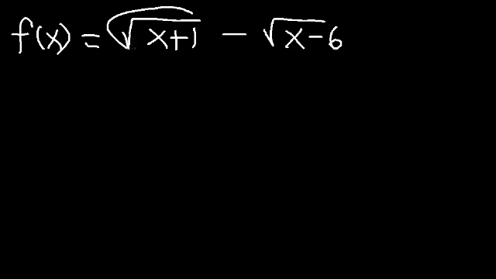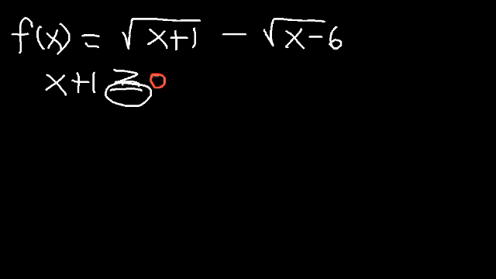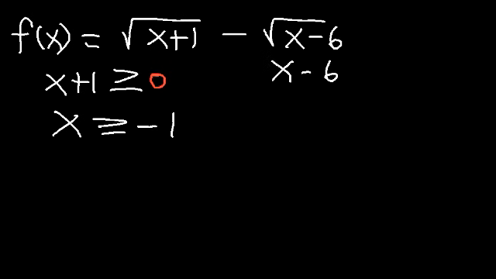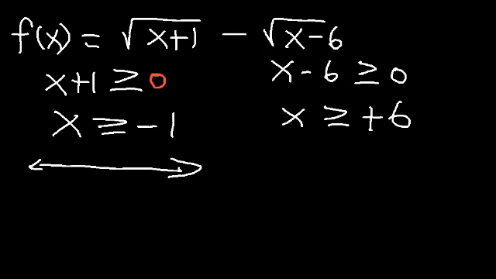So let's start with the first radical. x plus 1 has to be equal to or greater than 0. Now it's not in the bottom of a fraction, so we can include the equal part. If we subtract both sides by 1, x is equal to or greater than negative 1. For the second one, x minus 6 has to be equal to or greater than 0. And if we add 6 to both sides, x is equal to or greater than 6. So let's graph each one separately.